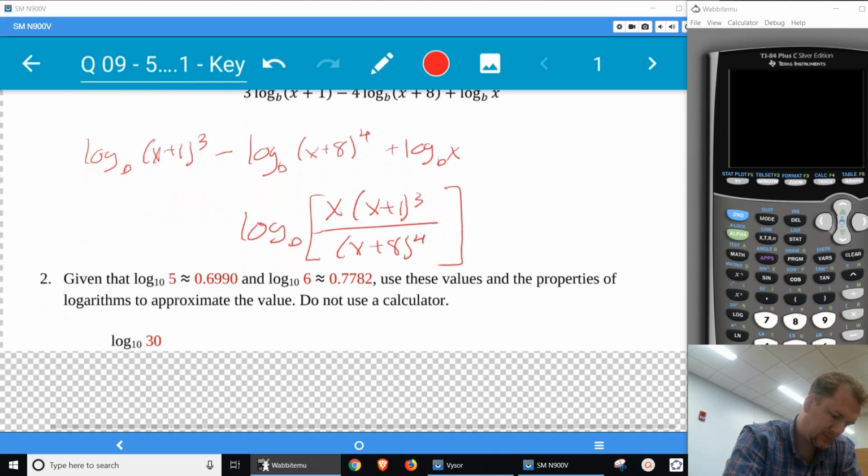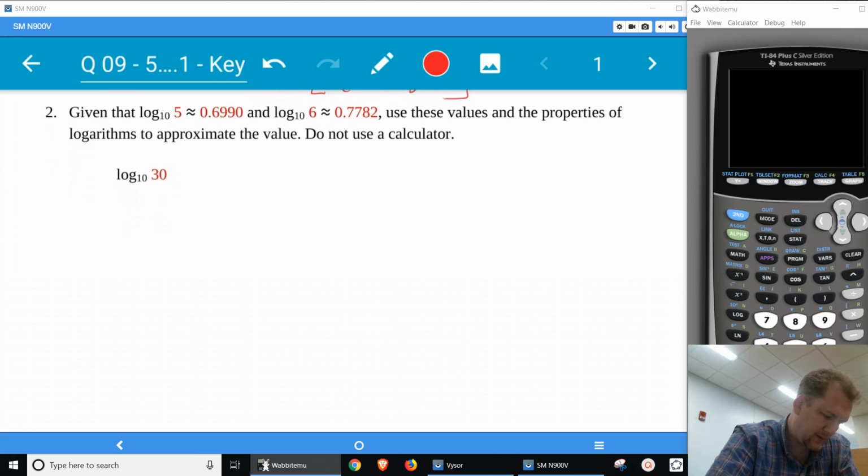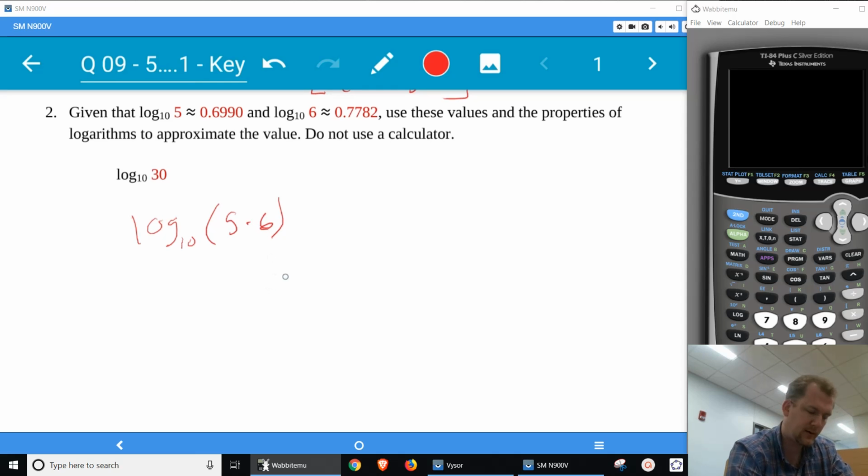Okay. Given that log 10 of 5 is that, log 10 of 6 is that, use these values and the properties of logarithms to approximate the value. Do not use a calculator. Okay, well, so we know log 10 of 5 and log 10 of 6. So what we're going to do is make this to be log of 5 times 6, because that's 30. And then log of a product breaks up into a sum of logs. Then you just literally add these two numbers together.